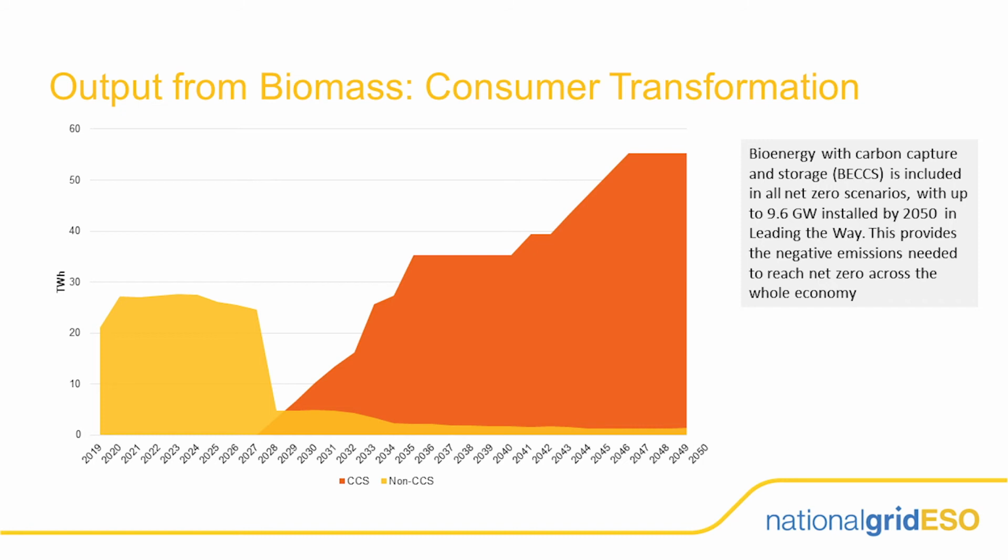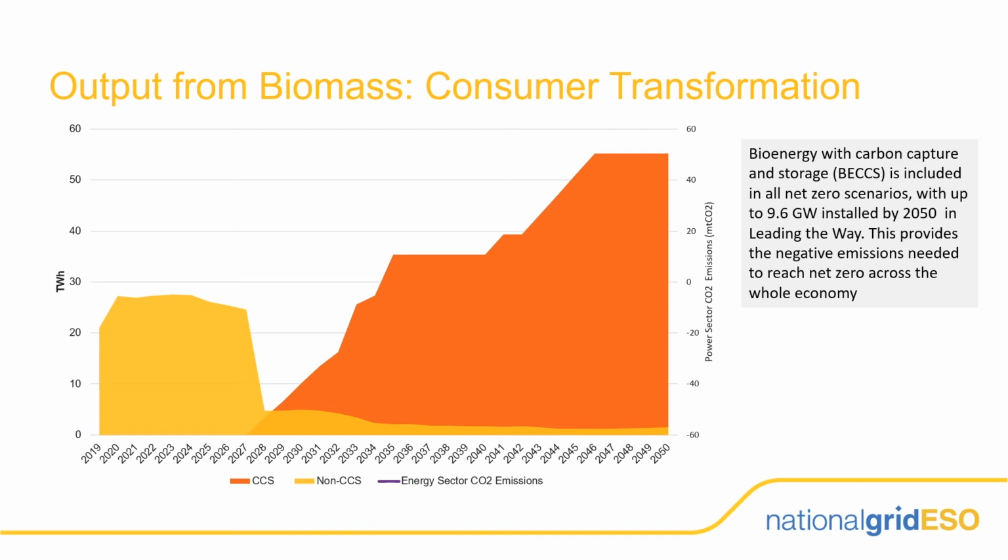The BECCS capacity begins to ramp up in the late 2020s and early 2030s, and the BECCS output is high as the negative emissions are essential to achieve net zero overall. Indeed, that's the third of our key messages, which is that bioenergy with carbon capture and storage, also known as BECCS, is included in all of the net zero scenarios, with up to 9.6 gigawatts installed by 2050 in leading the way. This provides the negative emissions needed to reach net zero across the whole economy.